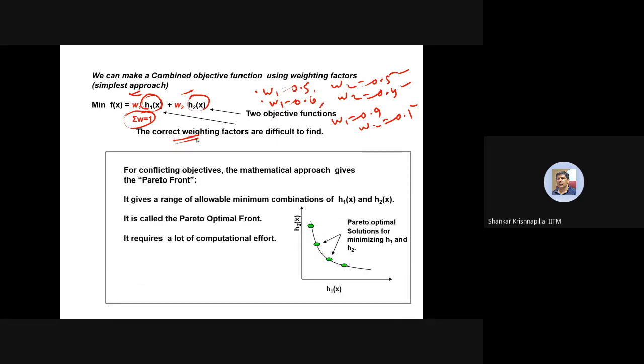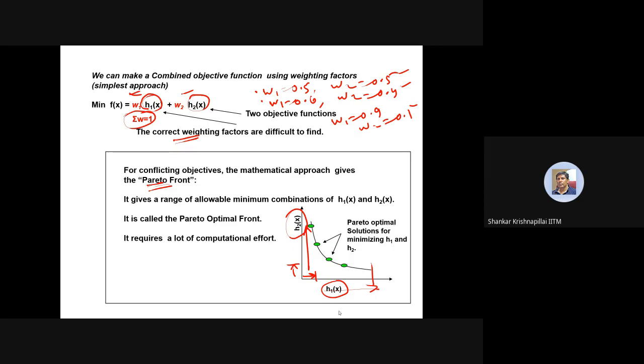Then for conflicting objectives, the exact method is to find the Pareto front, which we'll study at the end of the syllabus. Suppose these are the two objective functions h1(x) and h2(x). They are conflicting objectives. When h1 is minimized, h2 will go up, and when h2 is minimized, h1 will become a maximum.